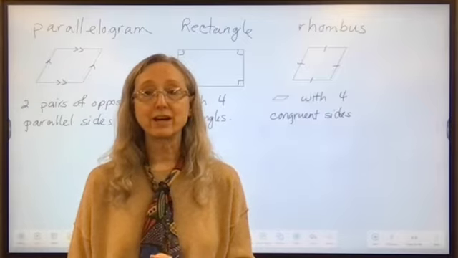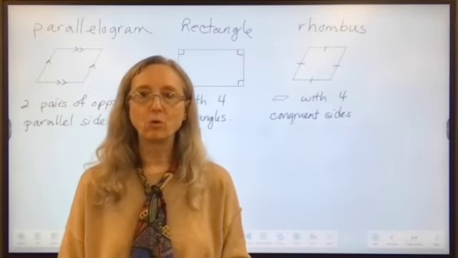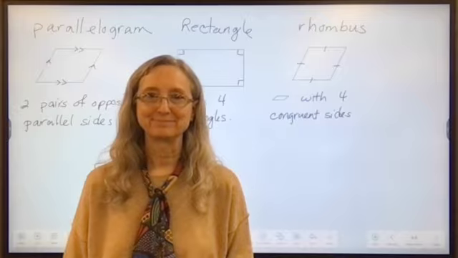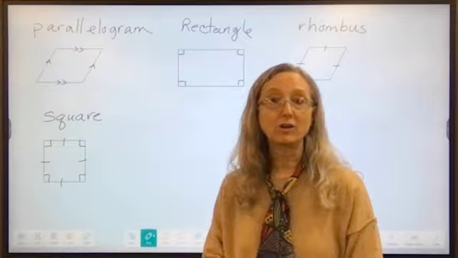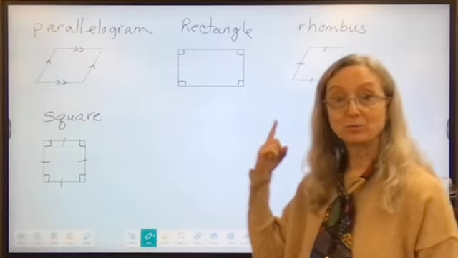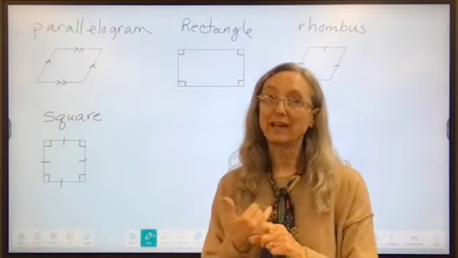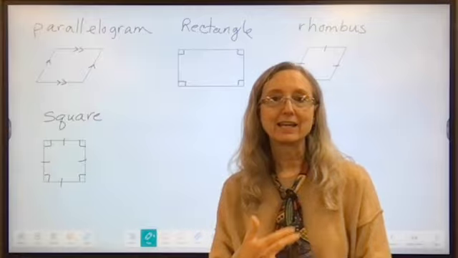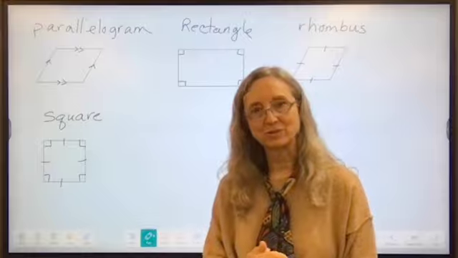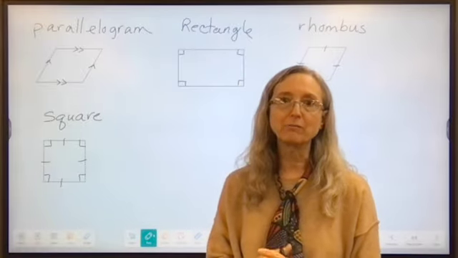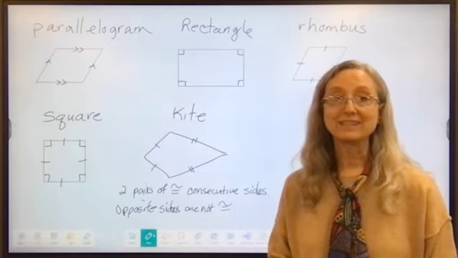Our next special type of parallelogram is a rhombus. A rhombus is a parallelogram with 4 congruent sides. A square is a rectangle with 4 congruent sides. Or you could say it's a rhombus with 4 congruent angles. So a square is both a rectangle and a rhombus. It's also a regular quadrilateral because all the sides are the same and all the angles are the same. So it's also a special type of parallelogram. Squares have it all.